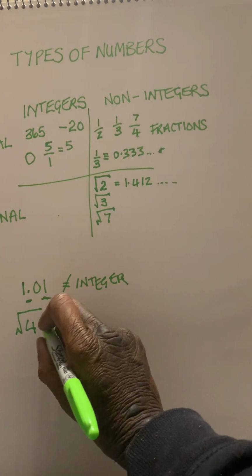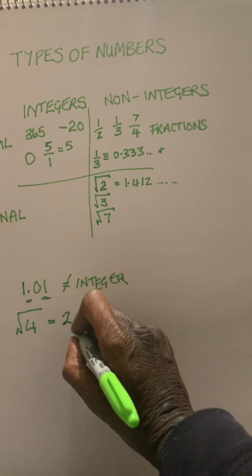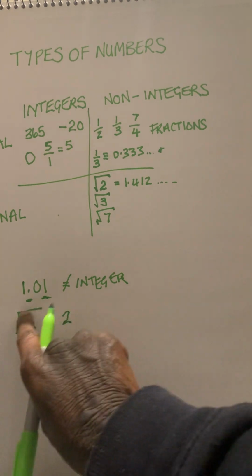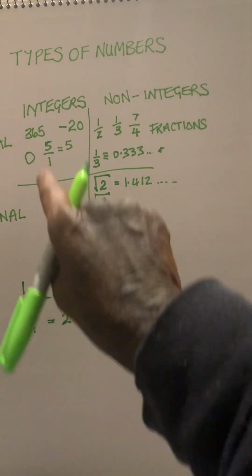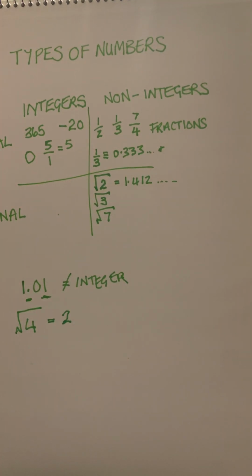So, square root of 4 is 2. So that means that this would turn out to be a rational number, which is also an integer. Yeah? Great. Okay.